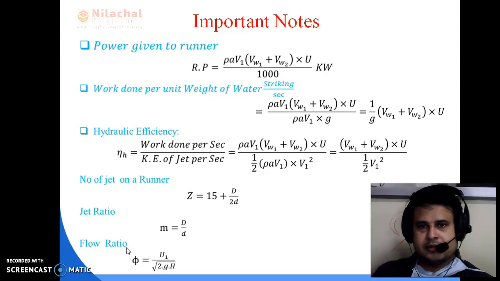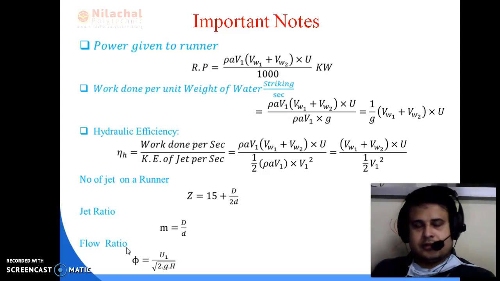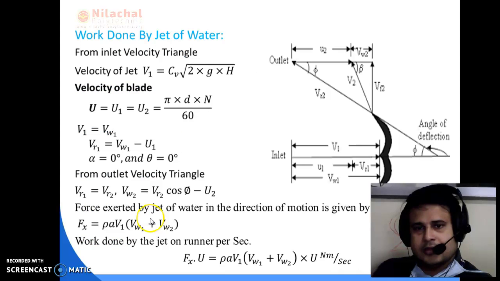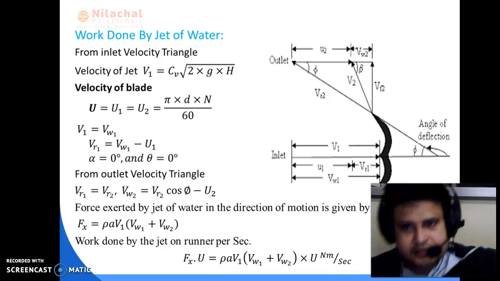Here in this video, I am going to explain about the problems related to Pelton wheel turbine. In earlier class, we discussed the velocity diagram of a Pelton wheel turbine at inlet and outlet. These are the formulas required for solving the problems in the Pelton wheel turbine case.